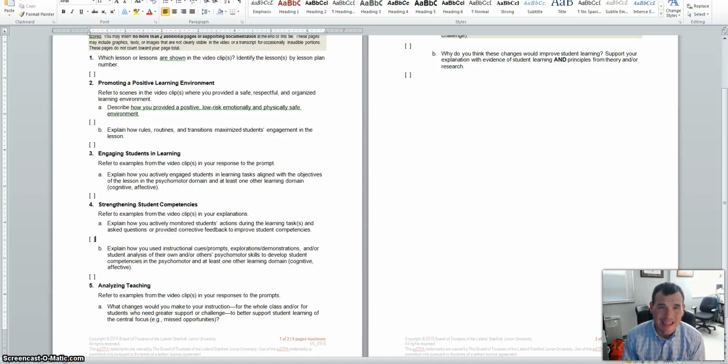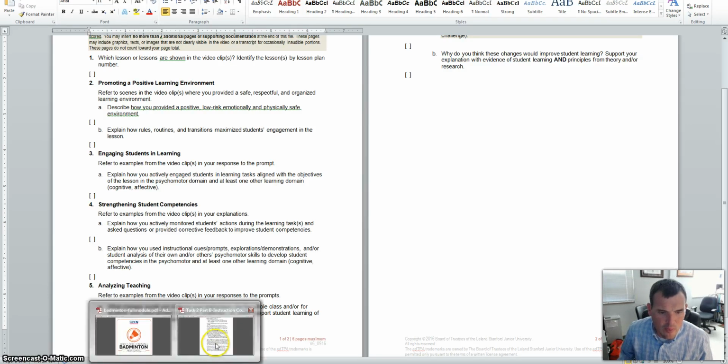So I want to show you an example of number 4. If you look at number 4, explain how you actively monitor students' actions during the learning task and ask questions or provided corrective feedback to improve student competencies. And then part B, explain how you use instructional cues and prompts, explorations, demonstrations, and/or student analysis of their own and/or others' psychomotor skills to develop student competencies in the psychomotor and at least one other learning domain.